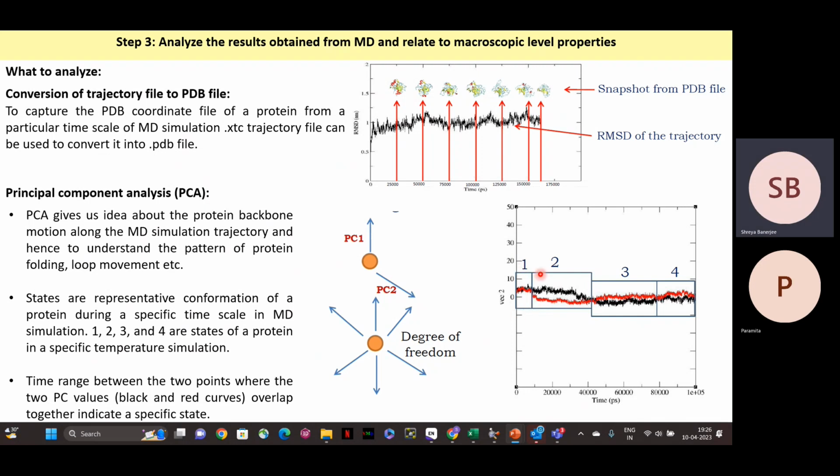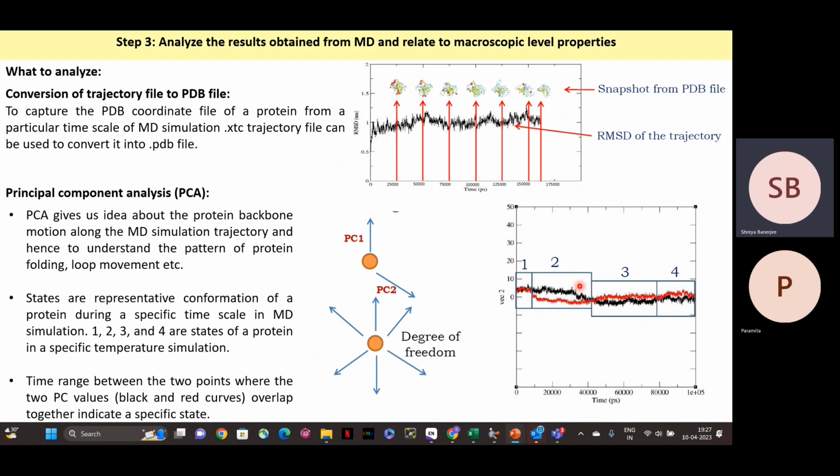Say after a certain time scale, the protein is going from state 1 to 2 to 3 to 4. So if we want to find out how to define these states, the basic concept is when these two degrees of freedom are crossing. When the red and black lines cross each other, it goes from one state to another state. Then the second state will continue up to the time when they cross each other again, when the third state will start. Then the third state will continue, and when again they cross each other, the fourth state will start. So like that, the different states of the protein are defined.